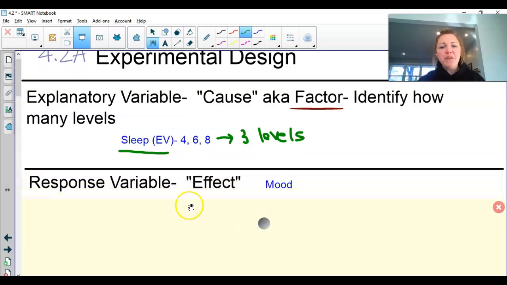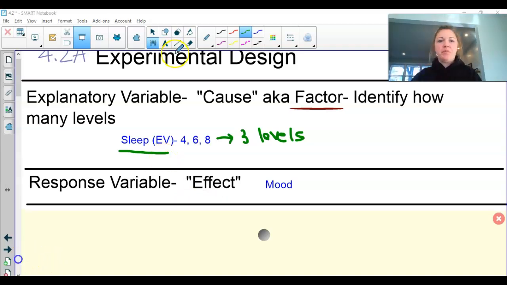Again, your response variable then is that effect. So what is being influenced, that mood. Sorry, I got a phone call. So what I was saying is that the response variable is that effect, the variable that we're measuring the outcome of. We're seeing that the explanatory variable is going to influence an outcome.